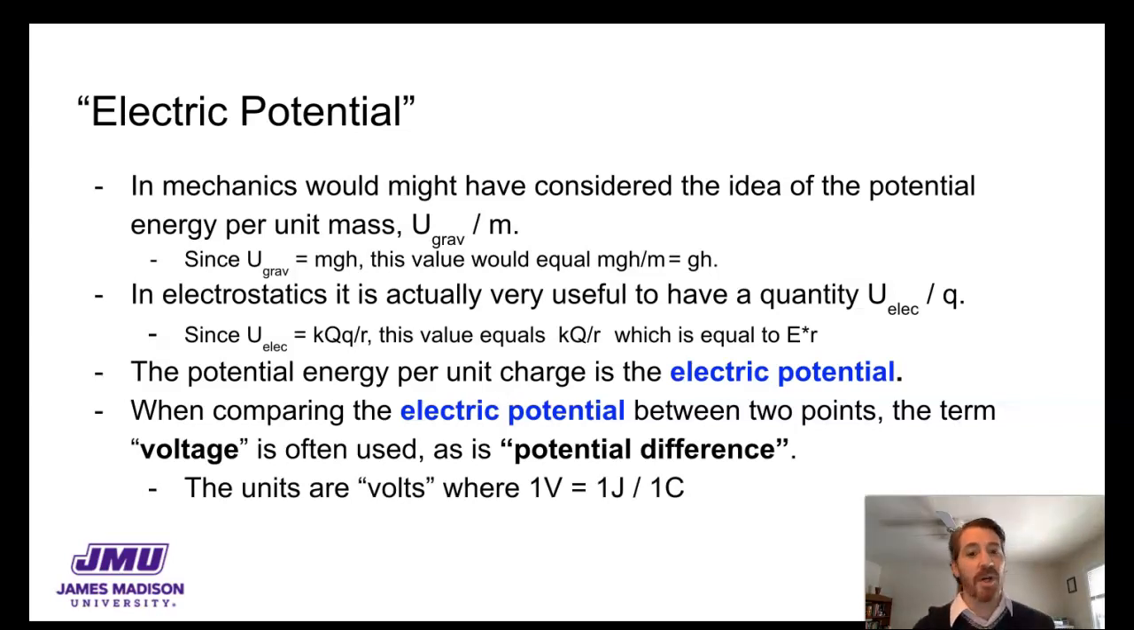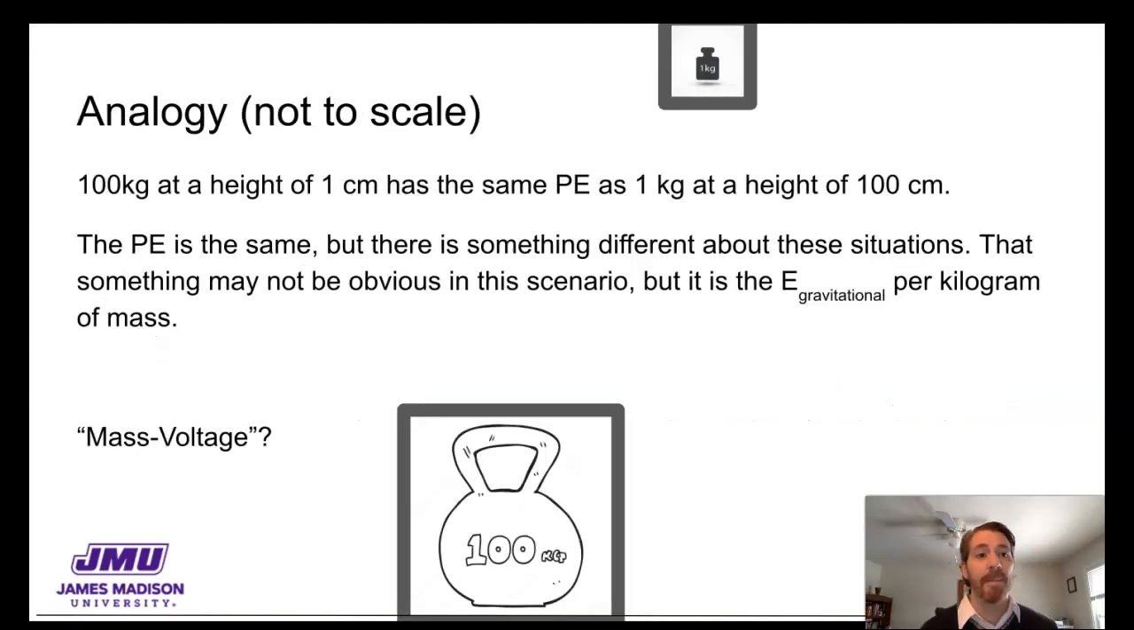The units for voltage are volts, and that's handy. The units for electric potential is also volts, because it's basically the same idea as voltage. And 1 volt is 1 joule per 1 coulomb.